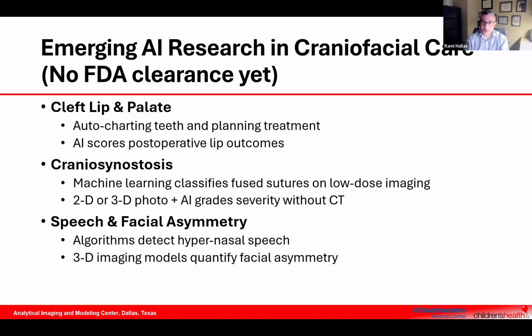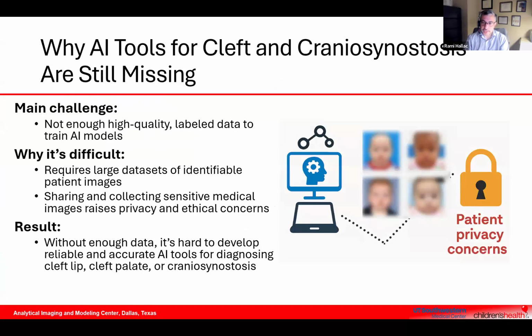That said, many recent studies have developed deep learning models to detect cleft lip during pregnancy, diagnose craniosynostosis, and assess speech outcomes. I believe one of the challenges in developing AI for specialized fields like craniofacial care is the limited availability of high-quality training data. These models require large sets of identifiable patient images, but collecting and sharing such sensitive data is difficult due to privacy concerns and strict regulations in healthcare.